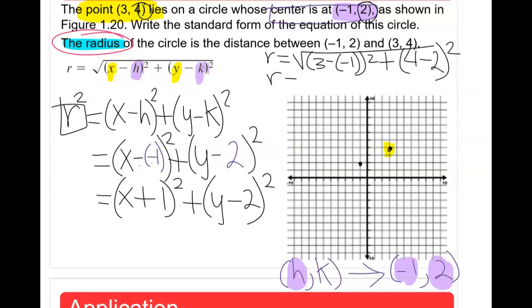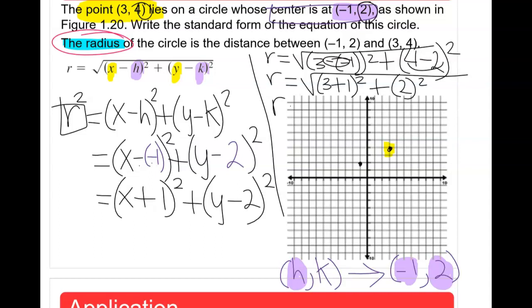So we're going to get the square root of, here we have this double negative, so that's going to be 3 plus 1 square plus, we could go ahead and subtract that. 4 minus 2 is a +2, and then square outside. So this will be r is equal to the square root of 4 square plus 2 square. So inside the radical, we have 4 square, which is 16. We have 2 square, which is 4, and that will give me the square root of 20.